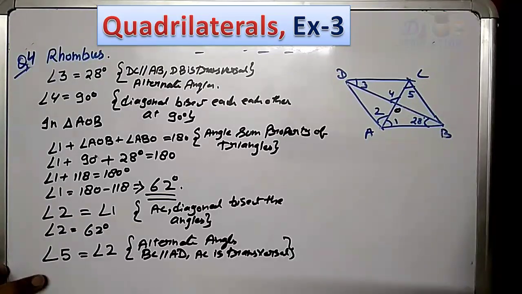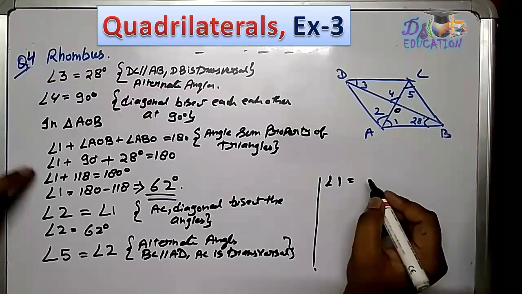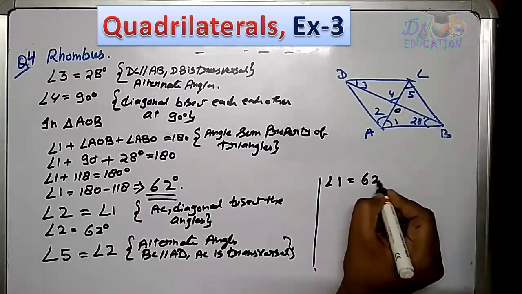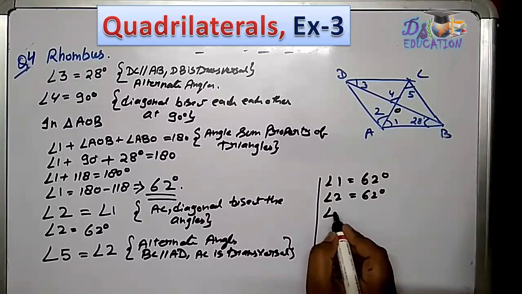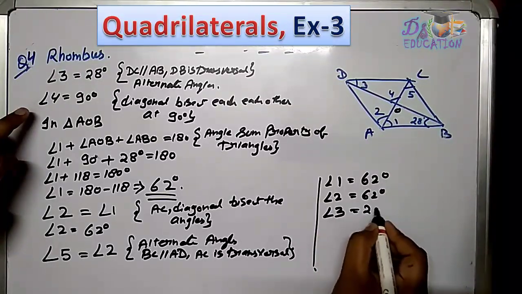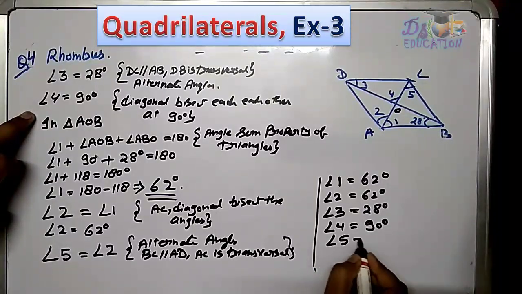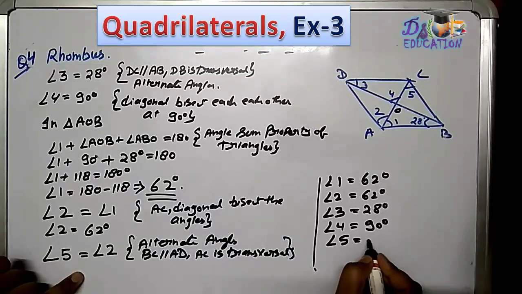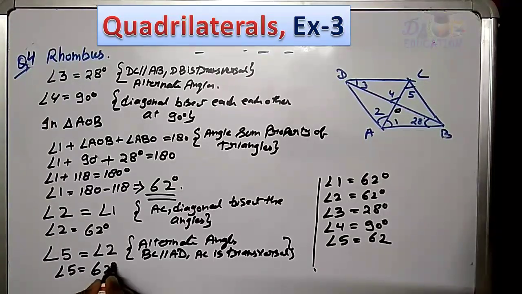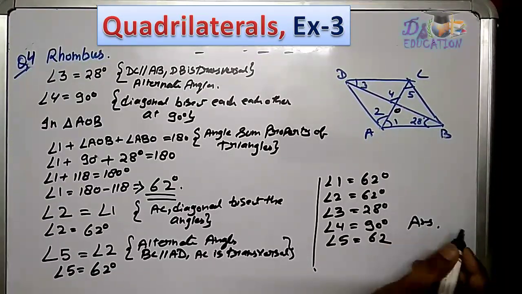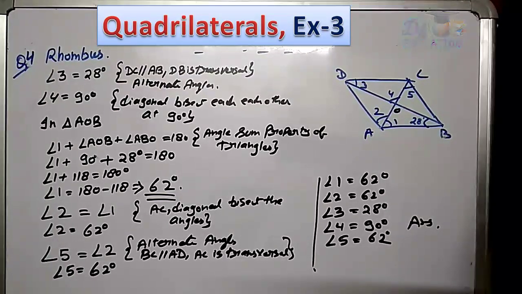Okay, it is transversal. So we calculate angle 1, which is 62 degrees. Angle 2 is equal to 62 degrees. Angle 3 is equal to 28 degrees. Angle 4 is equal to 90 degrees, and angle 5 is again 62 degrees. I will write over here, angle 5 is equal to 62 degrees. So these are our answers. Clear? Moving to the next question now.